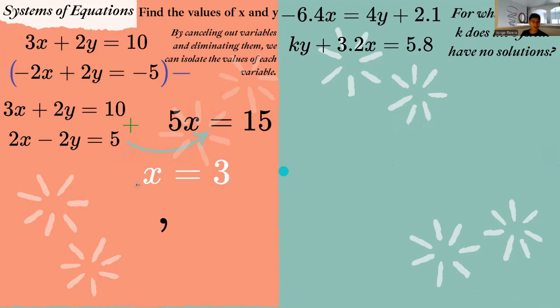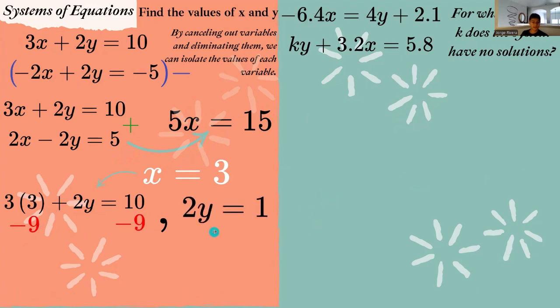So we already have the x value. All we really need to do is plug it into this equation up here. It's going to be 3 times 3 plus 2y is equal to 10. And if we move the like terms, it's going to be negative 9. So that's going to give us 2y is equal to 1. And we can just divide both sides by 2.